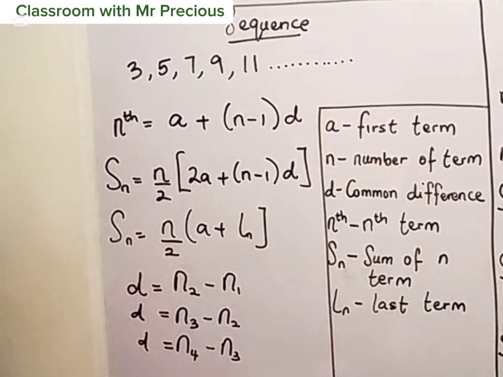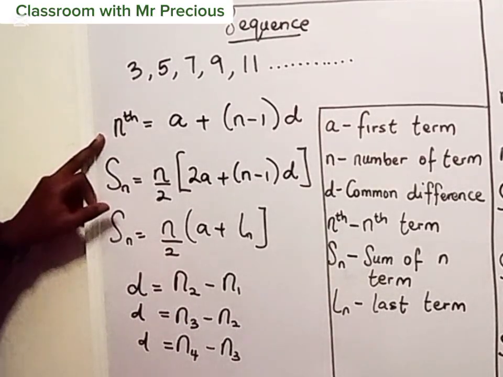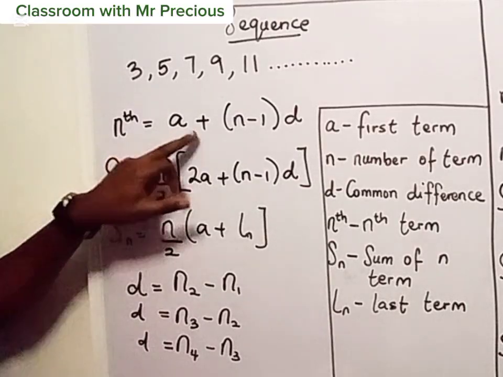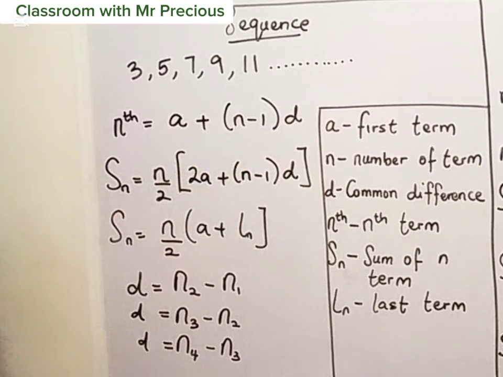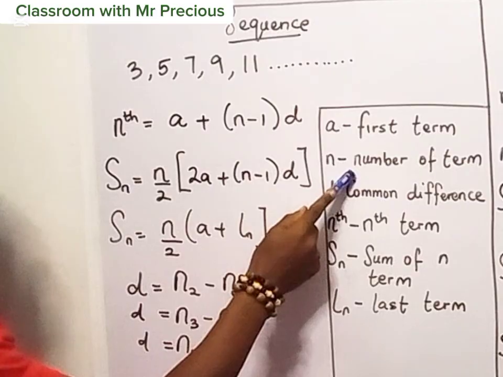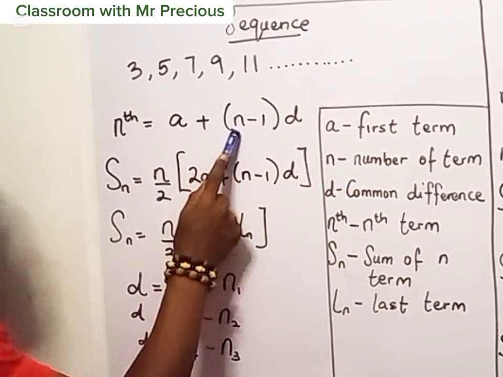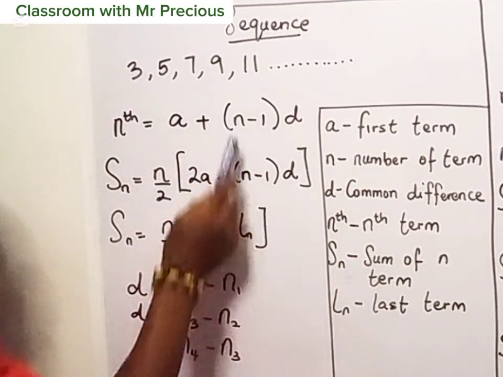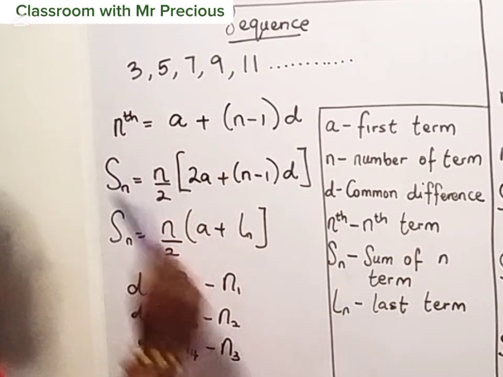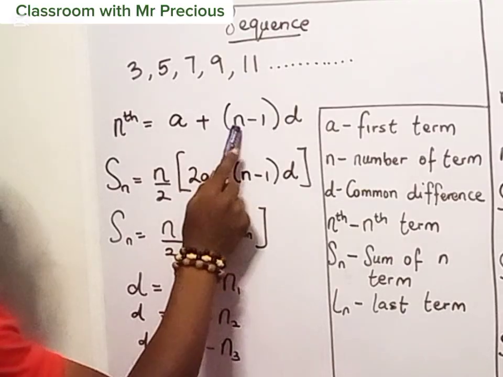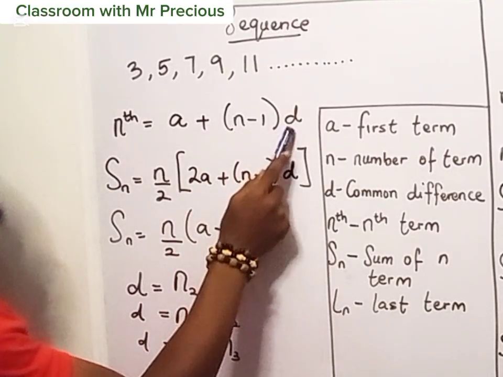The formulas are given here. Let's look at this one first. The nth term for a sequence is given as a plus n minus 1 times d. What is a? A is the first term. What is n? N is the number of the term. For instance, if you are looking for the fourth term, this n here will be 4. If you are looking for the fifth term, n will be 5. If you are looking for the 10th term, n will be 10. So depending on the number of the term that you are looking for, that is the number that you put here. This one, d, is the common difference.